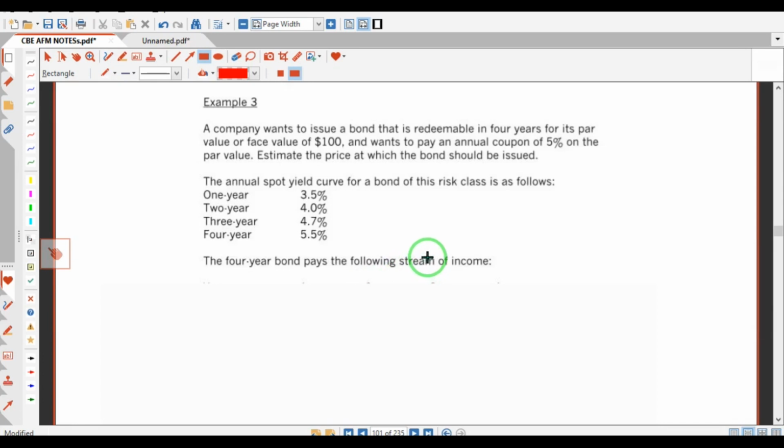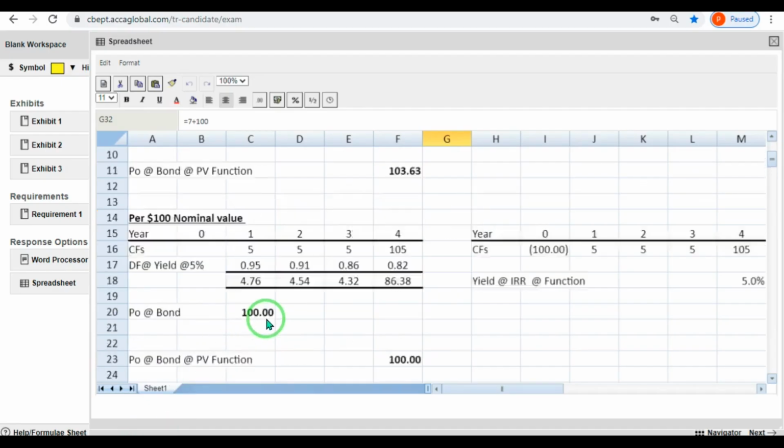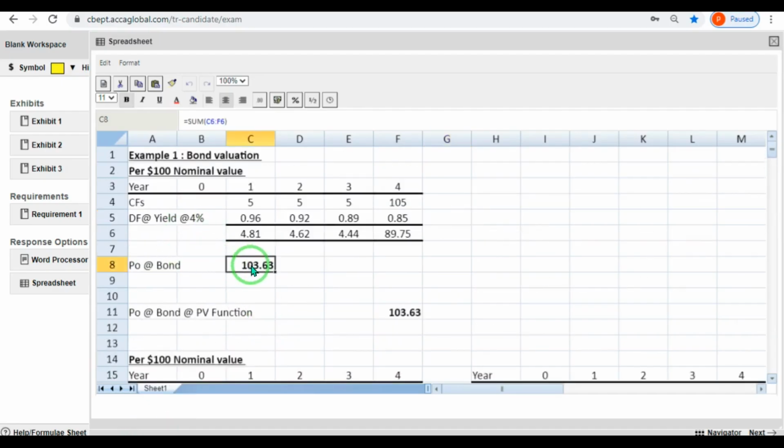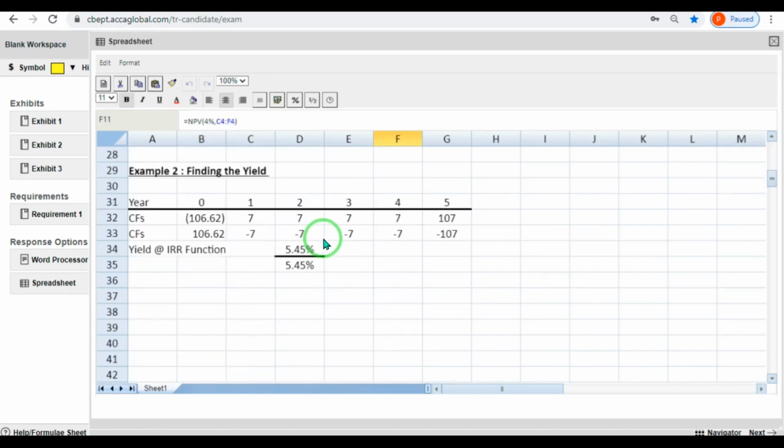Now, what we saw in example 1 previously: we tried to find the price using one yield, that is the yield to maturity. At 4% in this case, the price is so much. But in example 2, we used the price to find the yield.